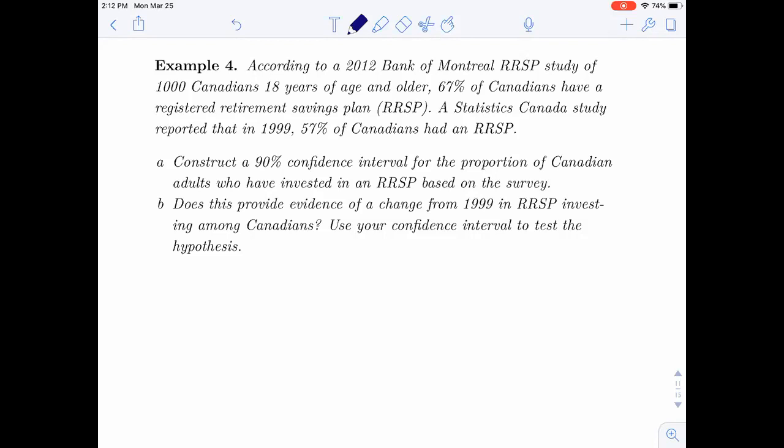Part A says construct a 90% confidence interval for the proportion of Canadian adults who have invested in an RRSP based on this survey. Remembering that we have to check our assumptions now, that's kind of our gateway, and then we can get in and use these formulas, and everything's kind of the same, but a little bit different.